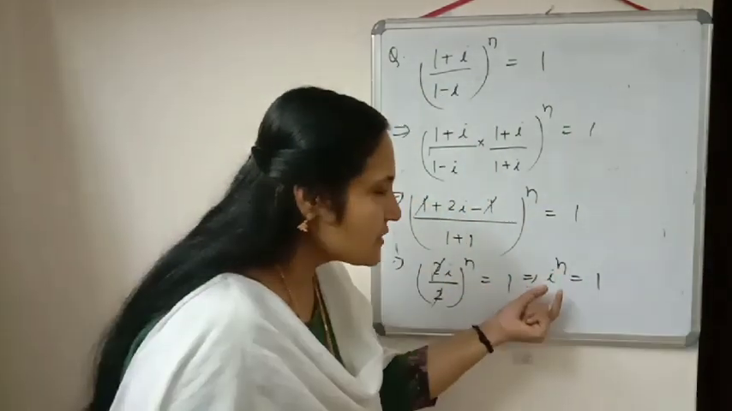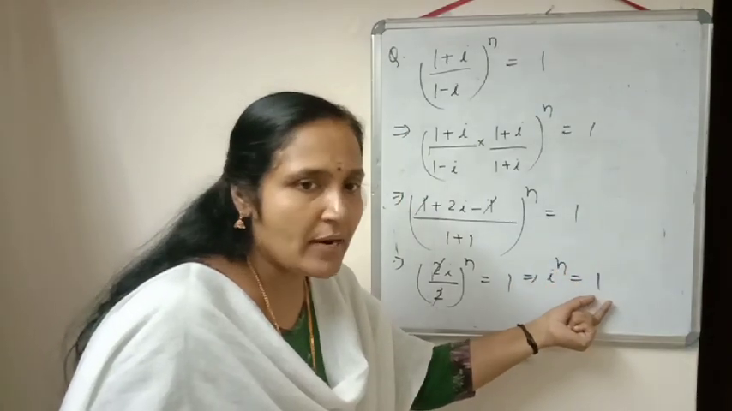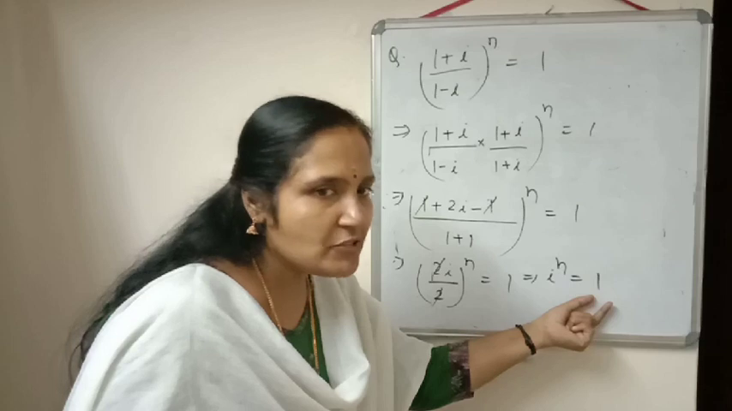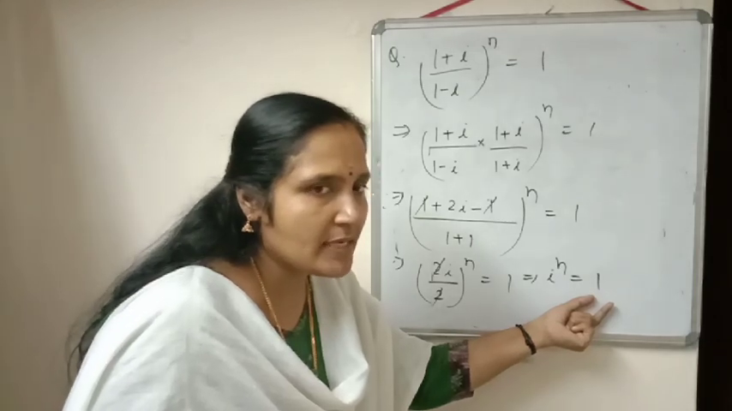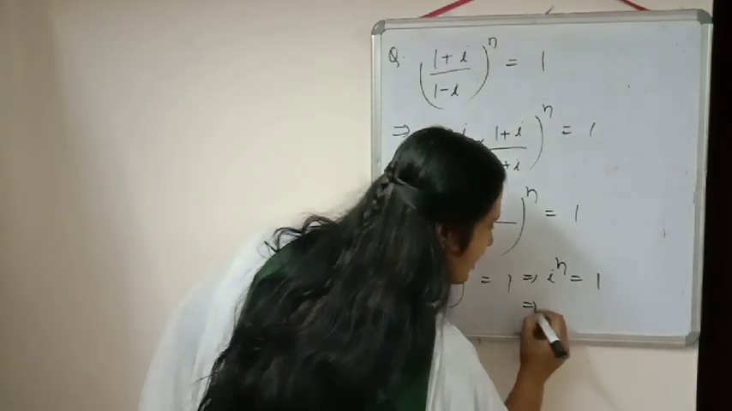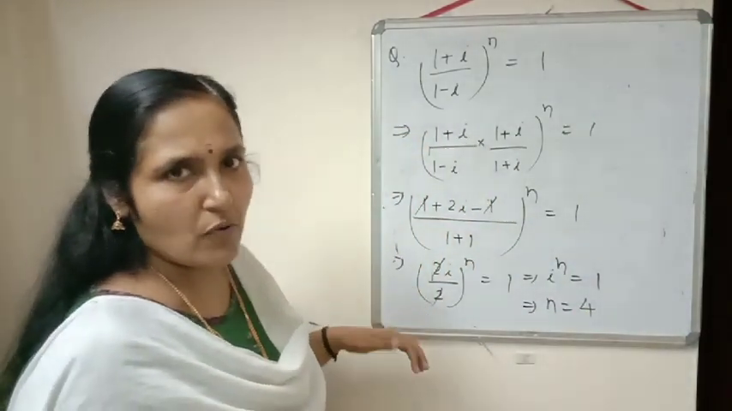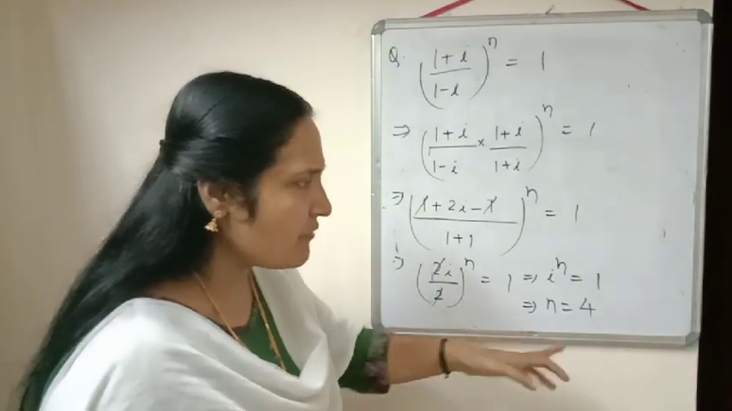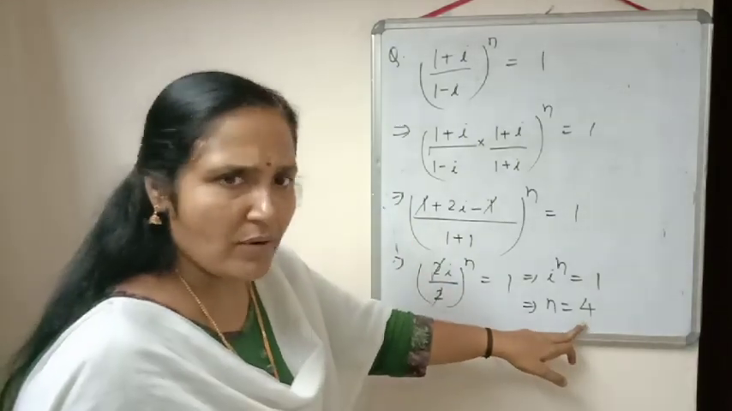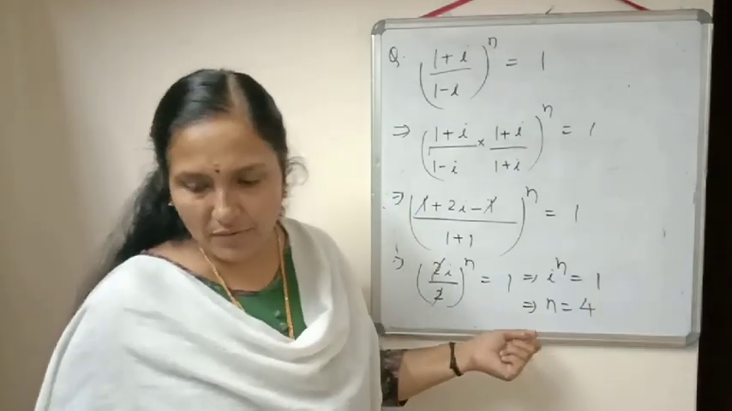So which smallest power of i will give you 1? Which value of i raised to something is equal to 1? Correct, i raised to 4 is equal to 1. So just write down there n is equal to 4. Then all the multiples of 4 will give you the power 1 only, but the smallest one will be n is equal to 4.